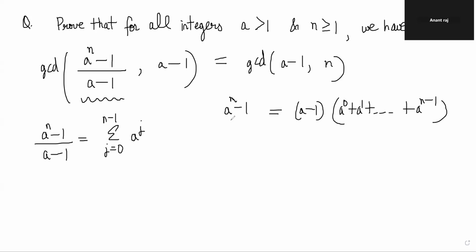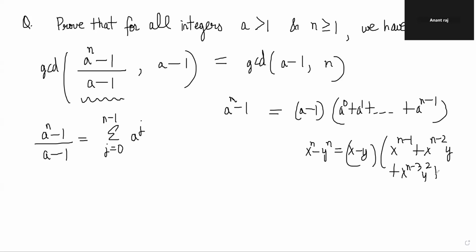Yes. This is an identity that you need to know. X power n minus y power n is equal to x minus y times, starts off with x power n minus 1, then x power n minus 2 y plus x power n minus 3 y square, and so on goes on till y power n minus 1. Right? Yes, sir.